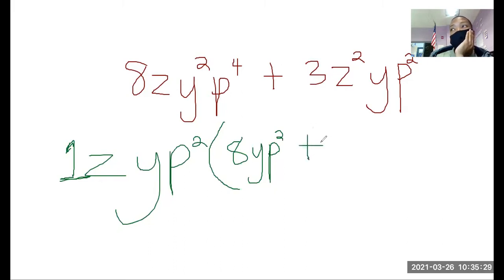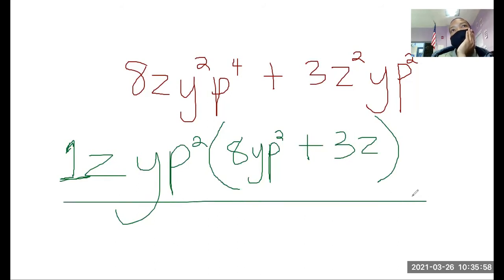I'm going to put the plus sign. I'm going to put 3 because we didn't put it outside, so we need something on the inside. Now, how many z's do I have left? Just a z. How many y's do I have left? None. We don't need the y. How many p's do I have left? None. So then I'm done. That right there is factoring.